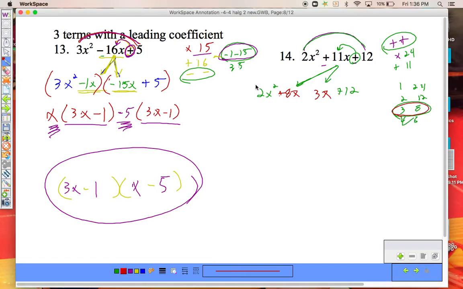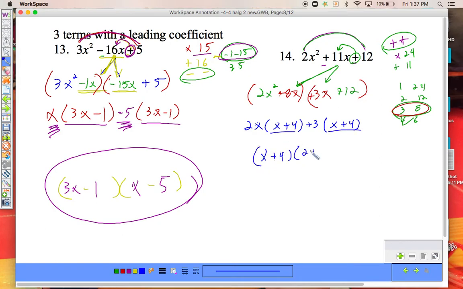And I'm going to put the 8 first to make this part a little bit easier. So I'm going to take a 2x out of the front, leave behind an x plus 4. And like I said, to make this work, I need an x plus 4 in the back. So I'm going to take out a positive 3. X plus 4 is 1. 2x plus 3 is the second. So there are my factors.